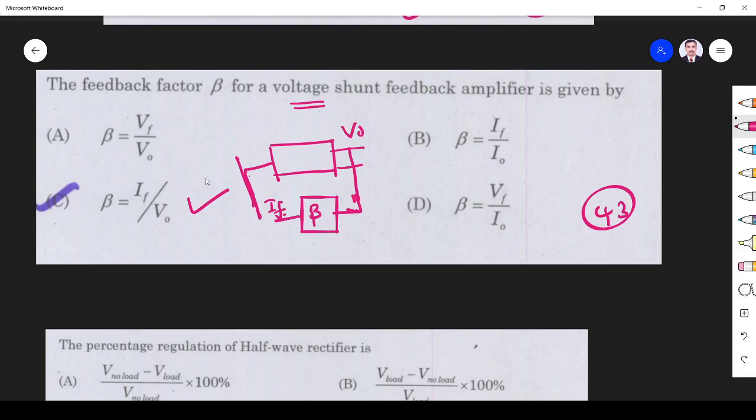Current shunt means IF by IO. Clear? Series means VF. So shunt means I, series means V. Voltage shunt means the output is voltage, voltage is taken, and shunt means I. So this is the feedback factor IF by VO.